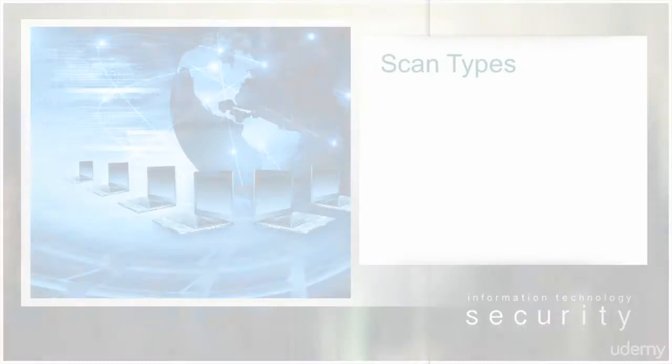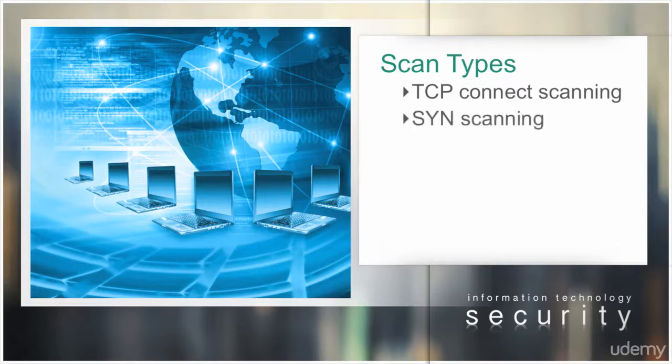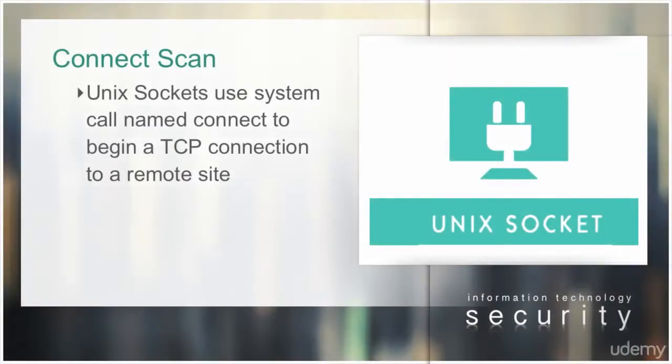It's important to understand the types of scans that are available. There are, in fact, two main types that are mostly used. They are TCP Connect scanning and SYN scanning. SYN scanning is also known as half-open or stealth scanning, and we'll see why it's called that a little later. I can't wait.